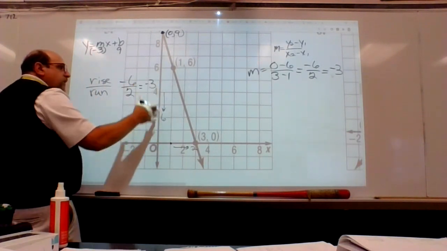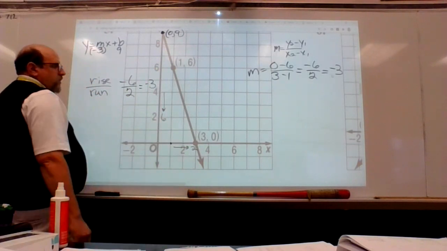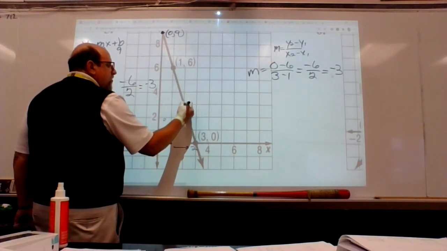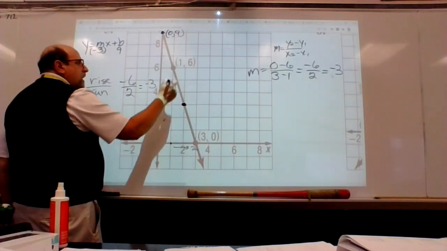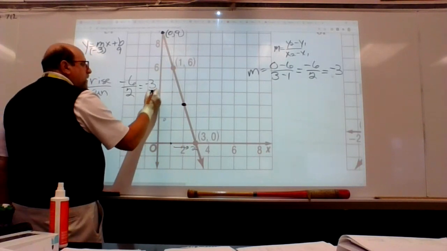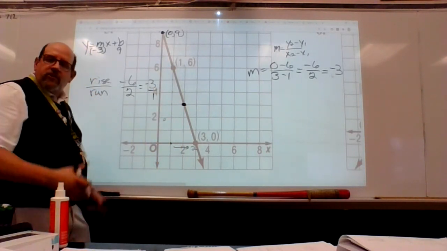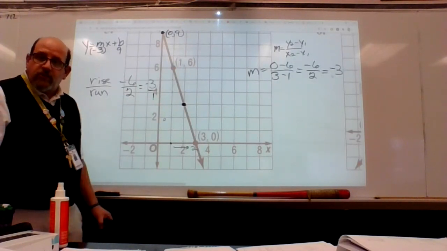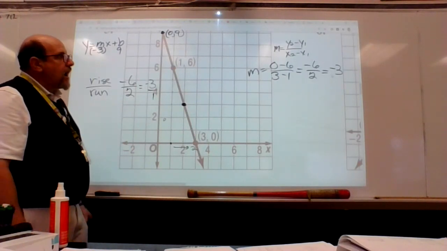All you had to do was count, or you could have done something different. You could have found that this is another intersection, and you could have counted from one to the other, down 1, 2, 3, over 1. Hey, look at that. We still have a slope of -3. So there are many ways to do this. You do it the way you know how.